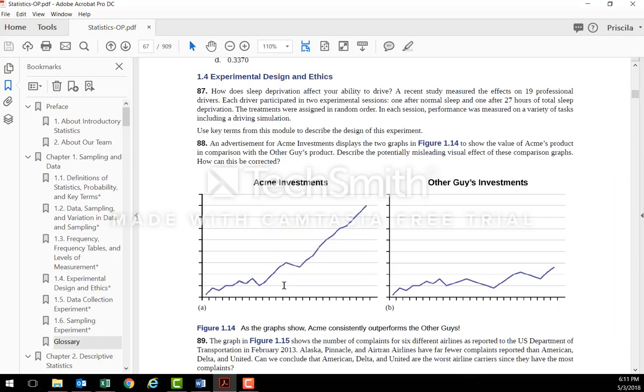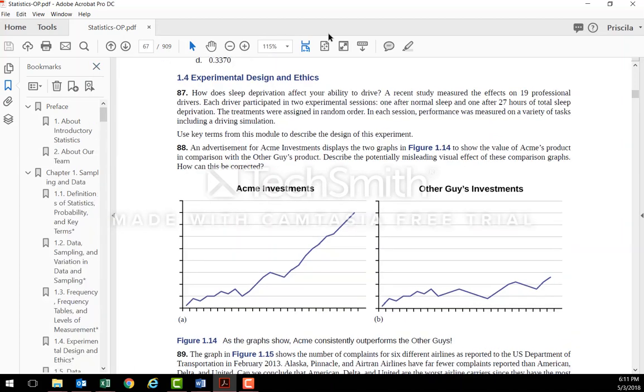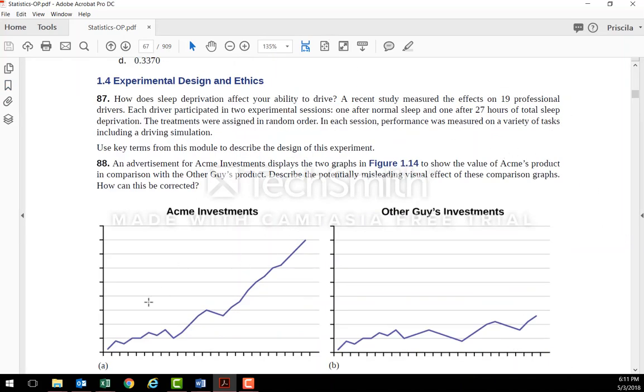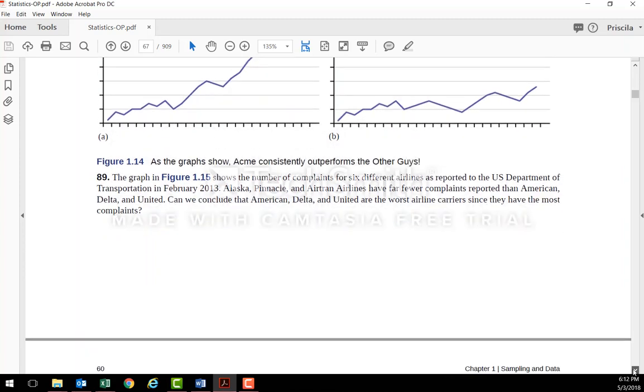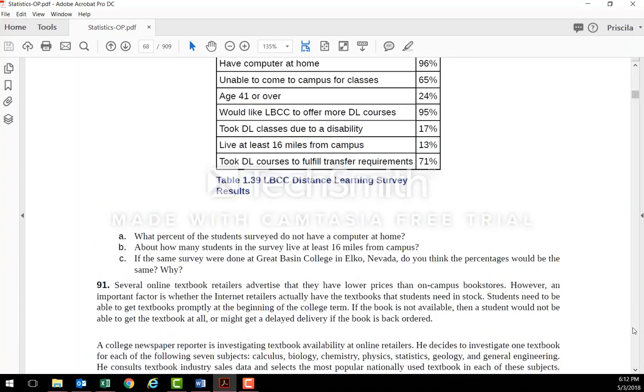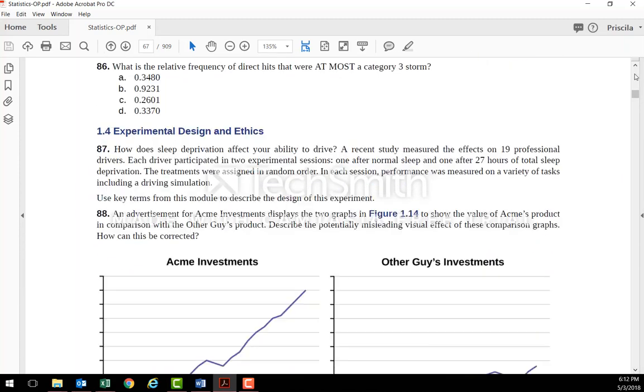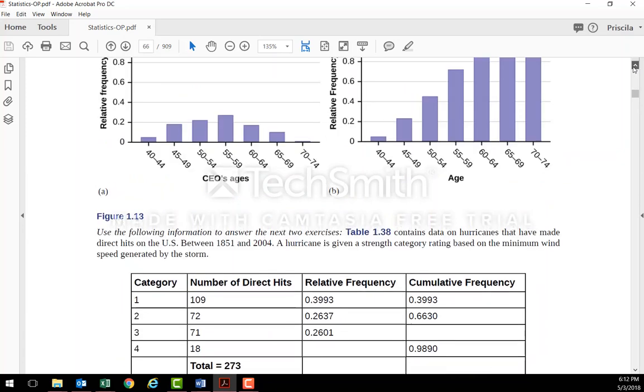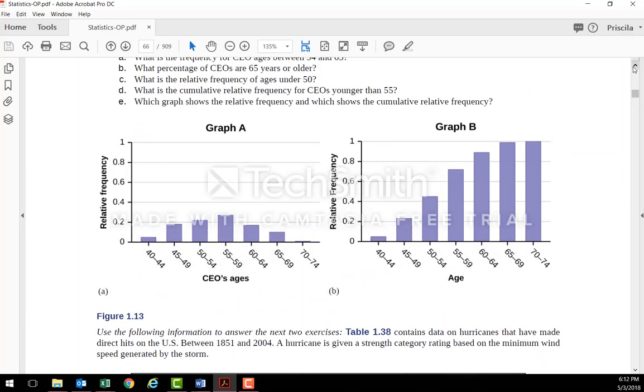Okay, problem 88 is asking you to describe the potentially misleading visual effect of these graphs. And then you look at them and you think, I don't see anything wrong. Well, this seems to be better. This, not so good. But then let's look at other graphs that I believe I showed before. Here we go. Do you notice something different?